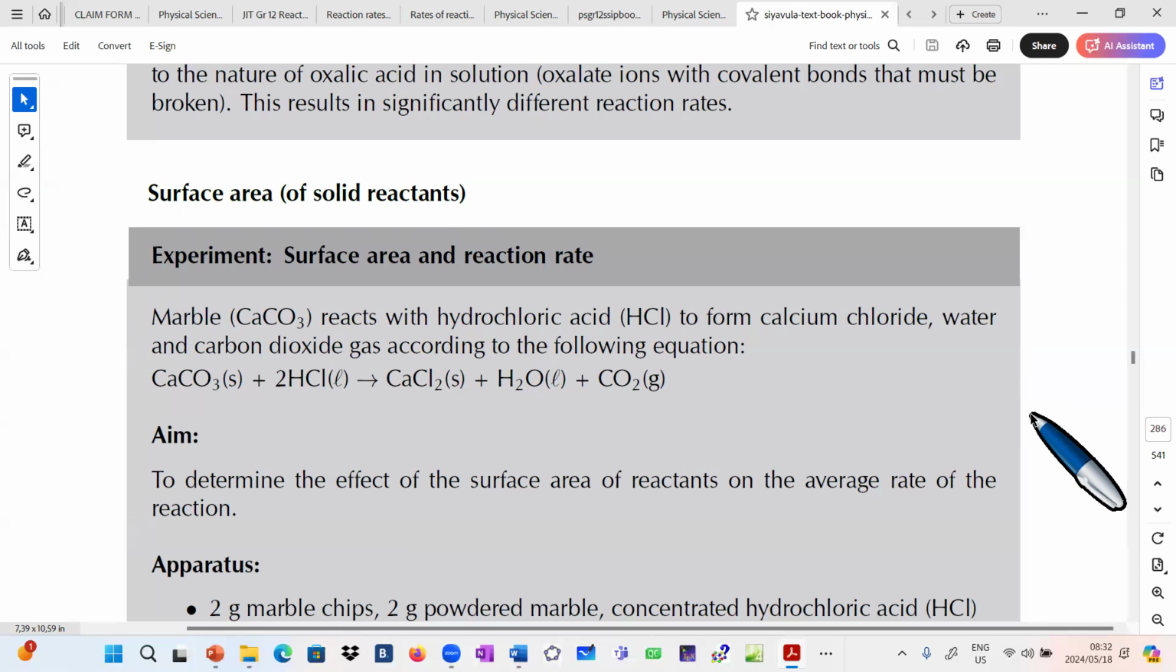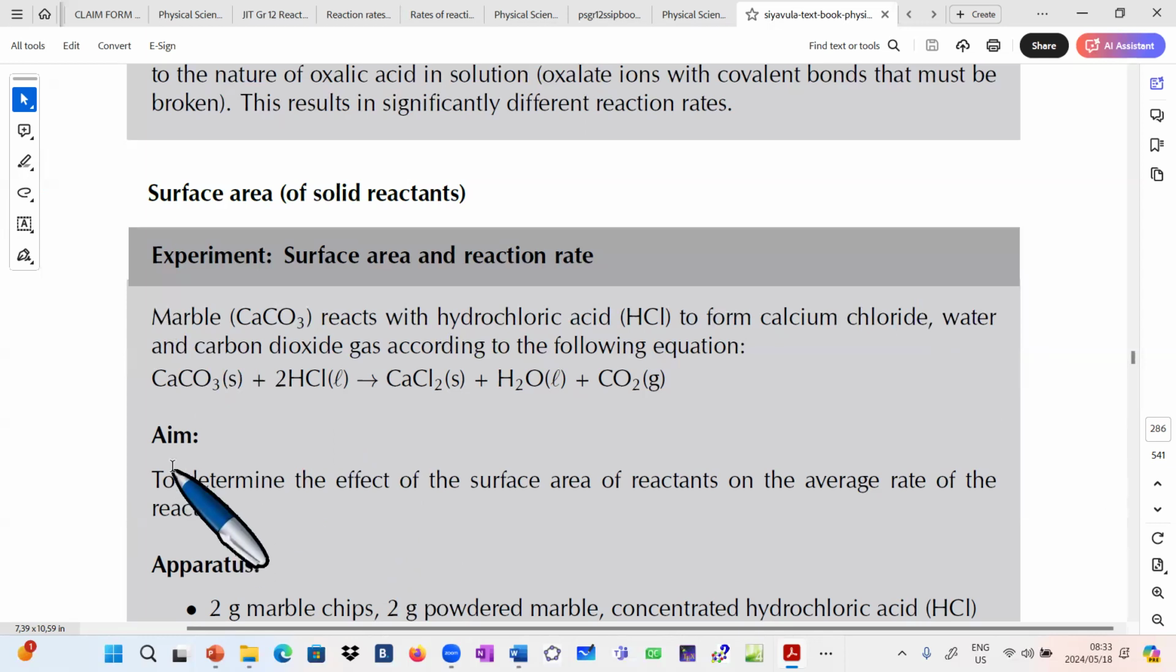Calcium carbonate and HCl forms calcium chloride, water, and carbon dioxide gas. Okay, just look at that chemical reaction there that we need to understand very well. I want us to look carefully at this.